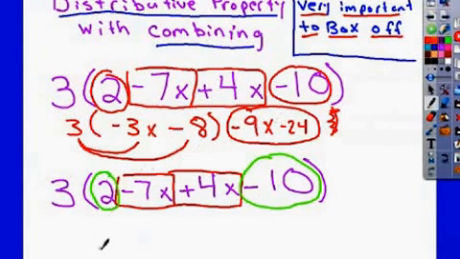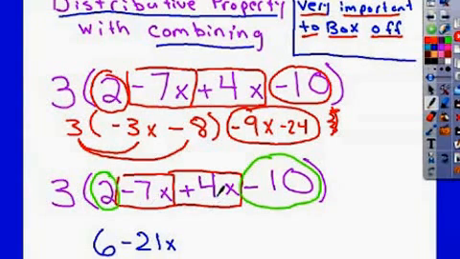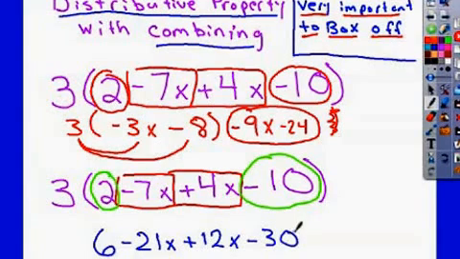3 times 2 would be 6. 3 times negative 7x is going to be negative 21x. 3 times 4x is going to be positive 12x, so I put plus 12x. And then 3 times negative 10 is, of course, going to be negative 30, so I'll put minus 30.